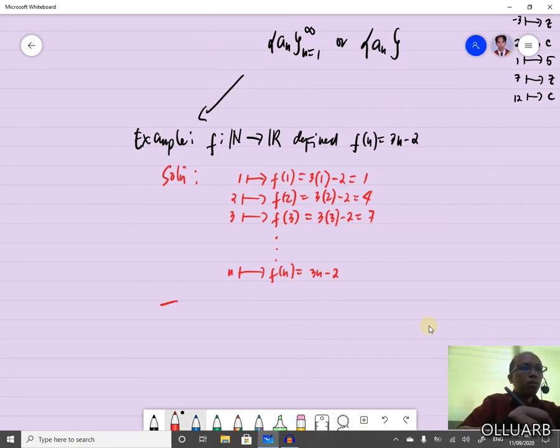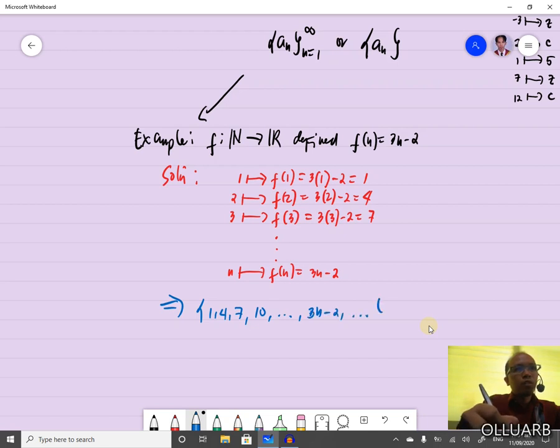In color blue, these are now the elements of the sequence: 1, 4, 7. I think we have a distance of 3, a difference of 3. So we have 1 plus 3, I guess this is 10, and so on, up to 3n minus 2. Okay, this is an infinite sequence.